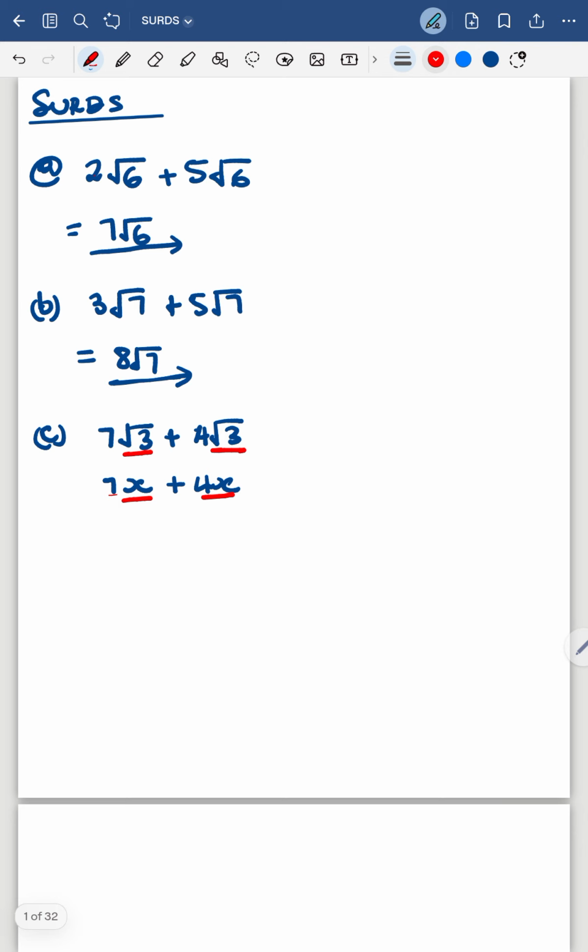Okay, so now let's see what we can do when we add these. So always when you find these, you add them like this. So 7 root 3 plus 4 root 3 is equal to 11 root 3. So this is your answer. This was addition of sets.